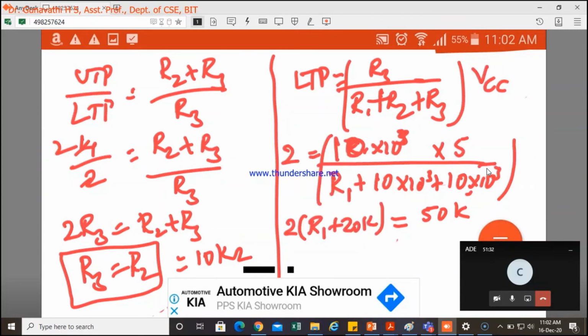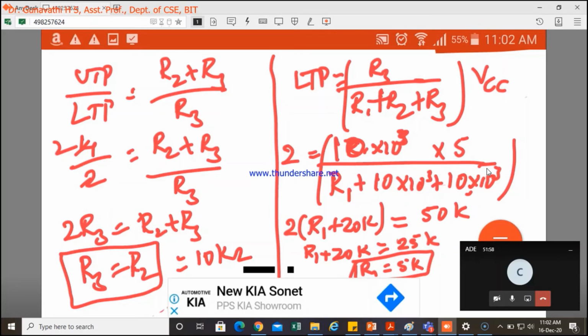So next you write down R1 plus 20 kilo is equal to this. I can put it below or do division here. So it is 25k. So if I move 20k to the right hand side, R1 will be 25k minus 20k. So I'll be getting 5k. So R1 is 5k, R2 and R3 are 10k. These are the values we computed for the circuit.